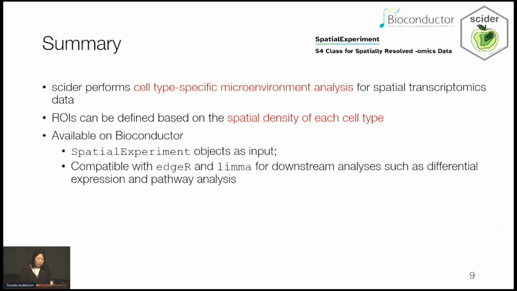So in summary, we introduced CIDR, which performs cell type-specific microenvironment analysis for spatial transcriptomics data. One of the key features is that CIDR defines regions of interest based on the spatial density of each cell type. Today I'm only giving a very high-level overview of the methods, but I'm happy to chat further if there are any questions. Our package is already available on Bioconductor. It takes SpatialExperiment objects as input, and we've made it compatible with all current edgeR and limma pipelines for downstream analysis, such as differential expression and pathway analysis.